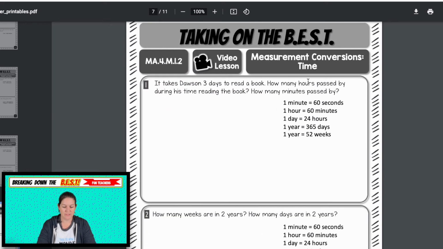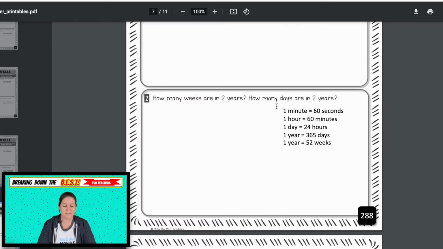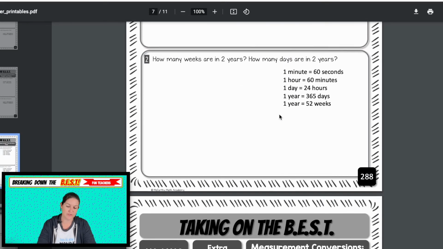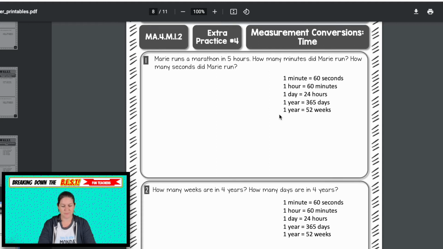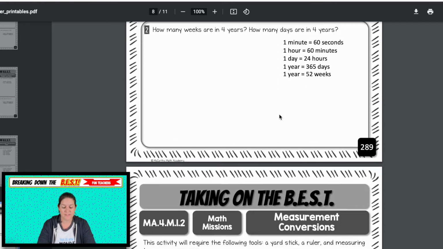And the final video lesson involves time. So we have days converting into hours and then converting into minutes. And here weeks into years and days into years. Okay? Or actually years into days and years into weeks, depending on how you read the question. Here's an extra practice page for time.